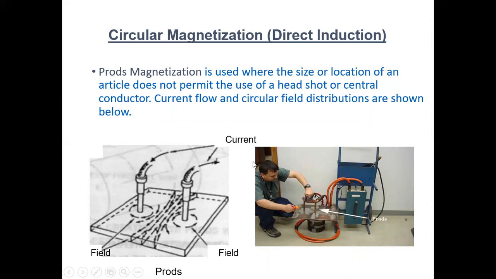Now, prod magnetization is used where the size or location of an article does not permit the use of headshot and center conductor, with current flow and circular field distribution as shown below. For example, if we are testing a small shaft, then we can do headshot and coil shot, no doubt. But suppose we have a plate like this, we can't locate it on the bench type machine. So here we do prods. Or some big castings are very difficult to load on the bench type machine to give headshot and coil shot. In that case also, for big castings we can use the prod method.